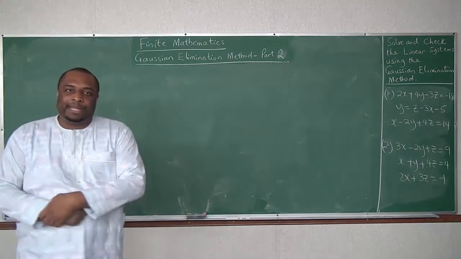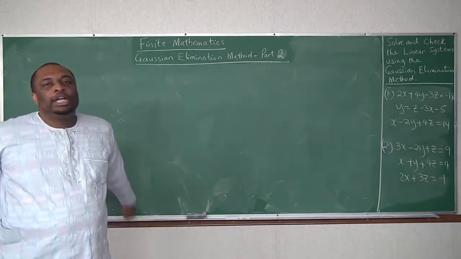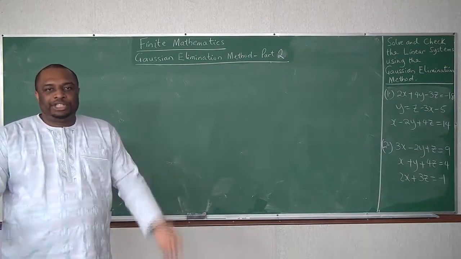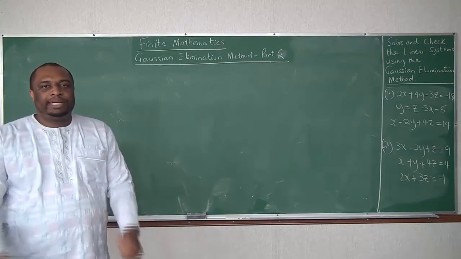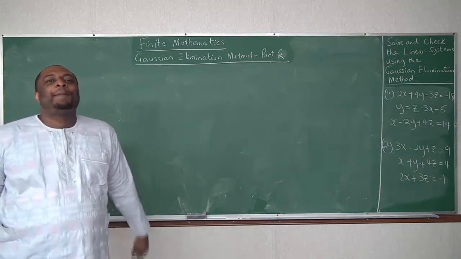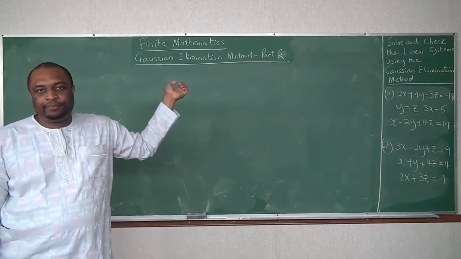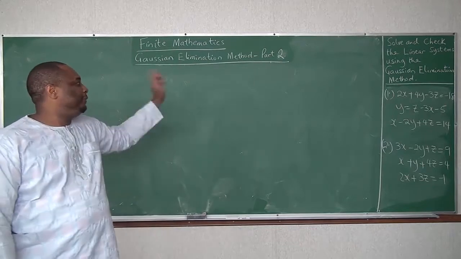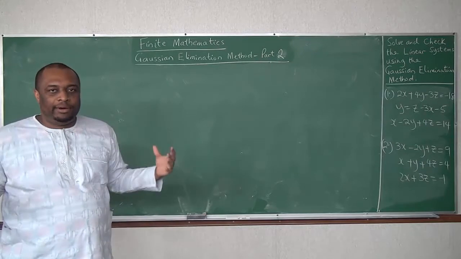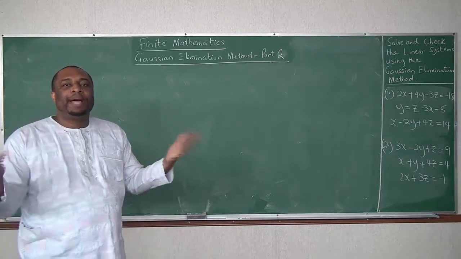Session, we shall do the part 2. We shall solve 3 by 3 linear systems using the Gaussian elimination method, or the Gauss-Jordan method, or the row reduction method. Please, it is very important that you view the part 1 of this video, because we used the part 1 to cover the theory, and we also did the solution of 2 by 2 linear systems.